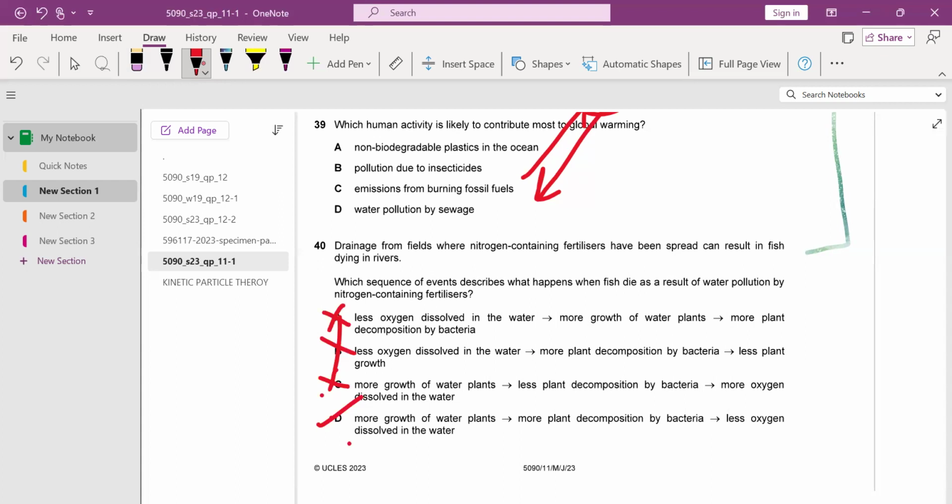So this was the end of the paper of May June, O levels Biology May June 2023 P11. I hope you understood it.